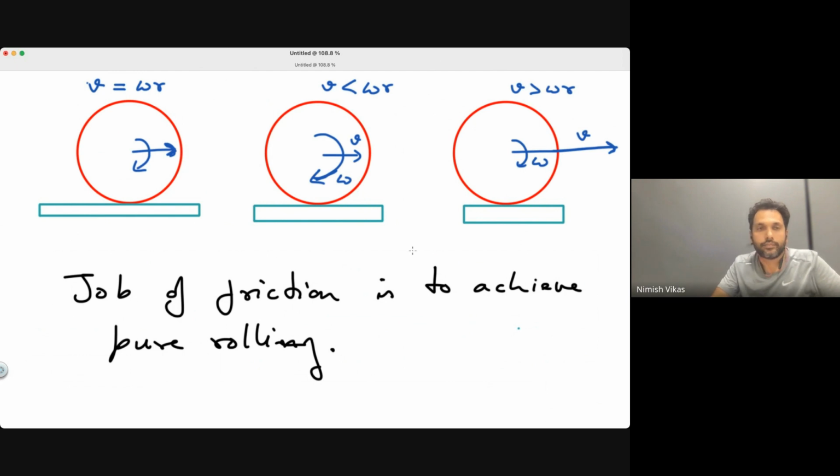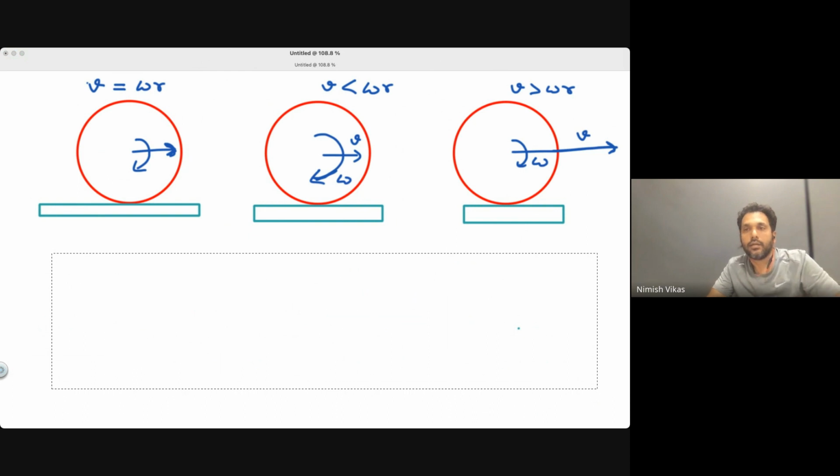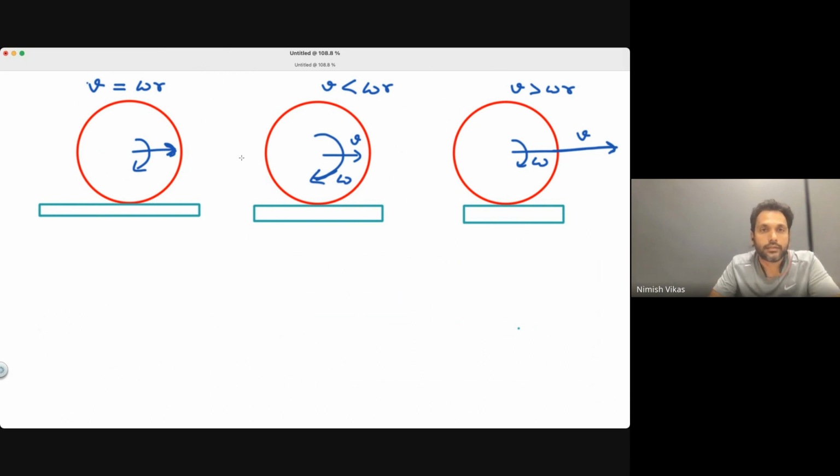Somebody tell me your name and tell me what is the direction of the friction in the first case, forward or backwards. The job of friction is to achieve pure rolling. I cannot emphasize that statement more, because you people sometimes have a very weird notion of how to figure out friction.